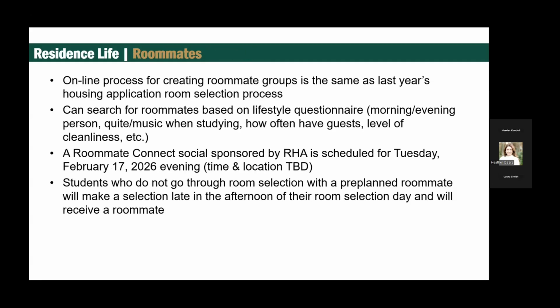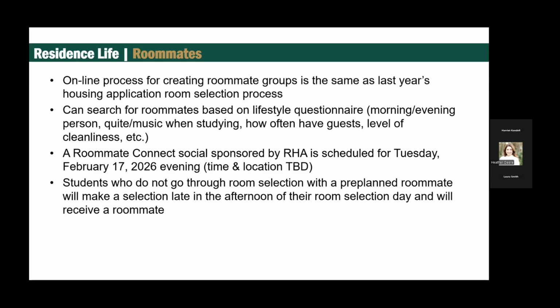And speaking of roommates, the online process for creating roommate groups is the same as last year's housing application room selection process. It is the same for first year students and returners. Students can search for roommates based on lifestyle questionnaires, such as if they're a morning or an evening person, if they like quiet or music when they study, how often they have guests, and level of cleanliness. A Roommate Connect Social is scheduled and sponsored by RHA. It's scheduled for Tuesday, February 17th in the evening.